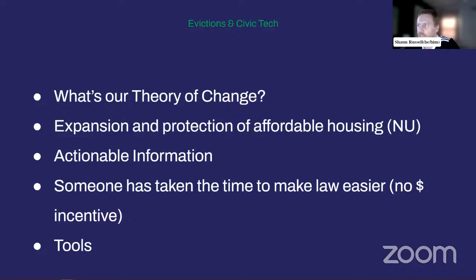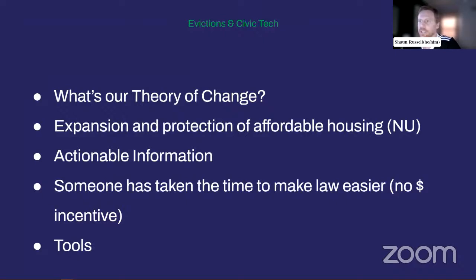If we distill it down to its most important thing, it's that someone, and we found this doesn't exist in many places, it definitely doesn't exist in South Africa, but all it really was, was someone taking the time to make the law easier to understand.